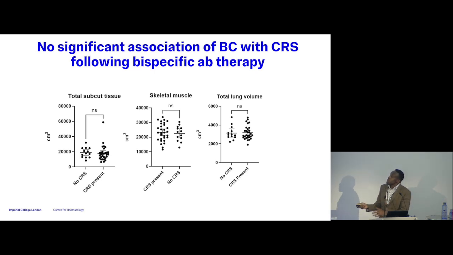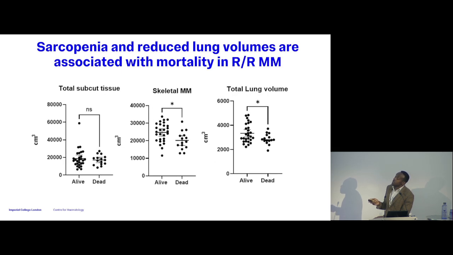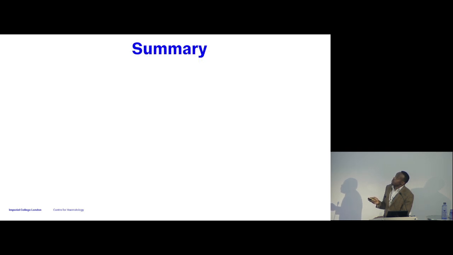Looking specifically at our study group, we found no association between body composition and CRS, both in terms of subcutaneous adipose tissue, skeletal muscle, and total lung volumes. However, looking at patients who died during follow-up, we did find significant differences: patients who died had much reduced skeletal muscle volumes as well as total lung volumes. But there was no difference in subcutaneous tissue between the two groups.